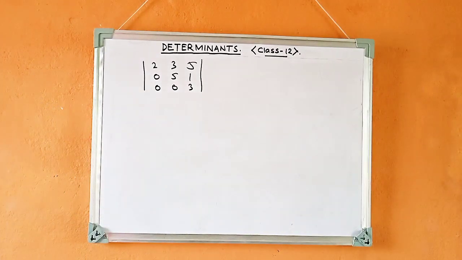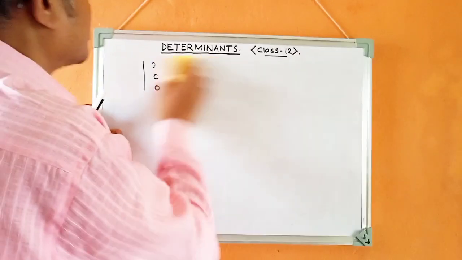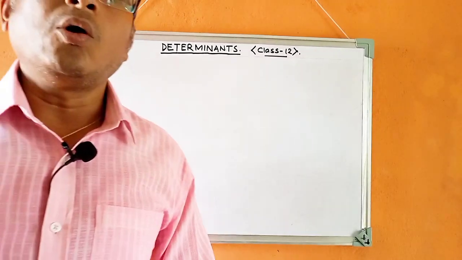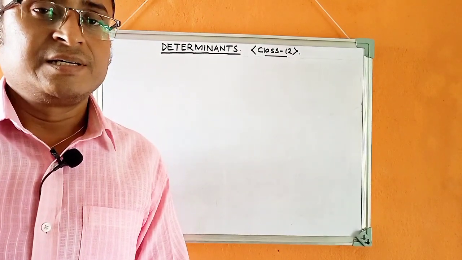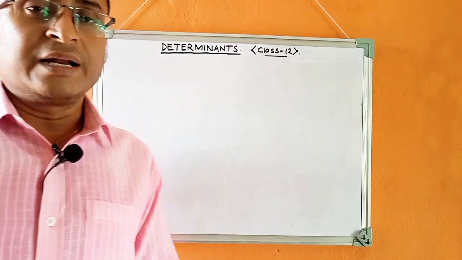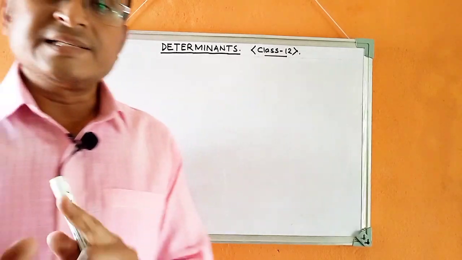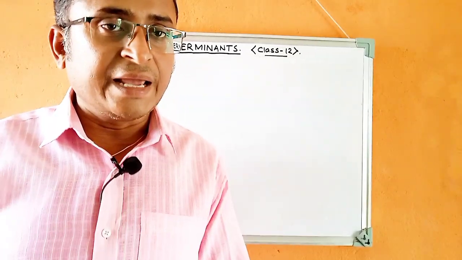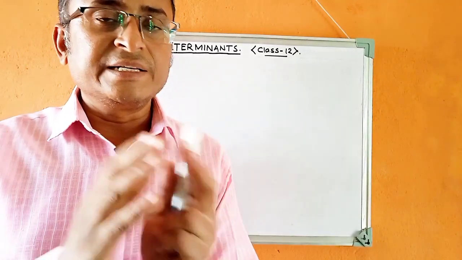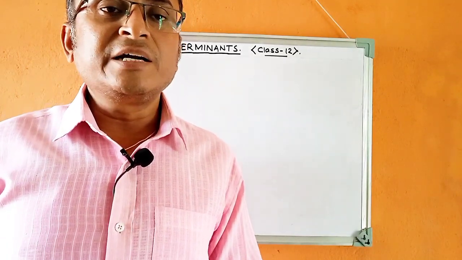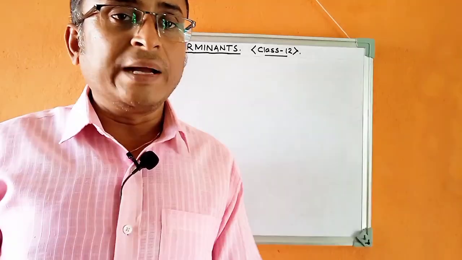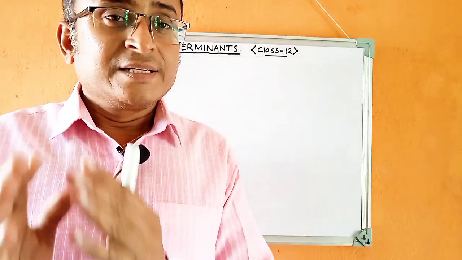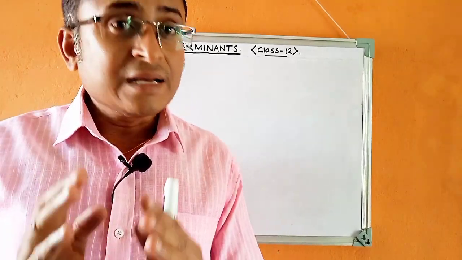See, listen. Property number 3: if the rows and columns are interchanged, then the result of the determinant remains the same. That means the determinant of A and the determinant of A transpose. Interchanging rows and columns, we get A transpose. So the determinant of A and the determinant of A transpose are the same.